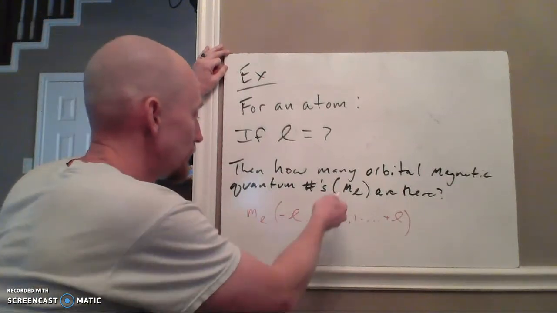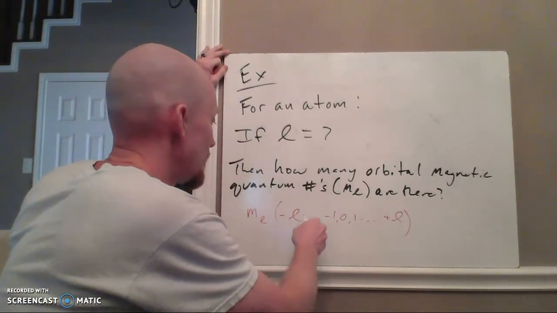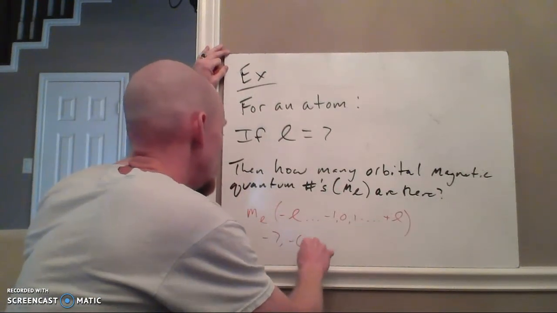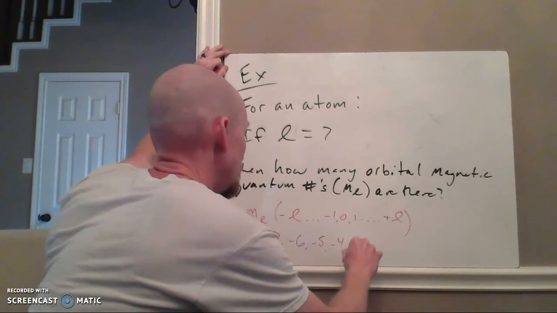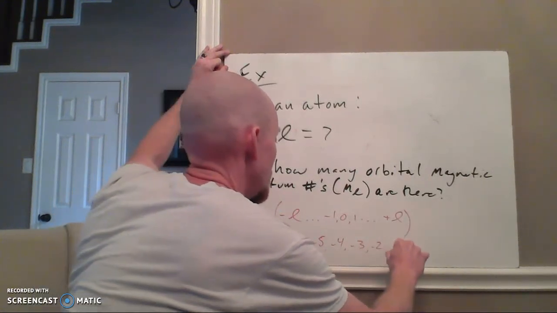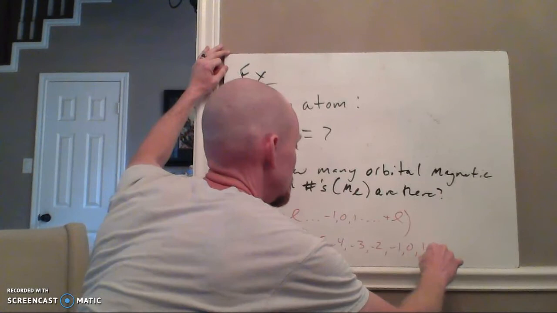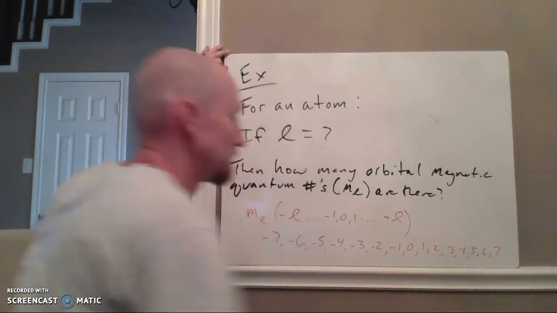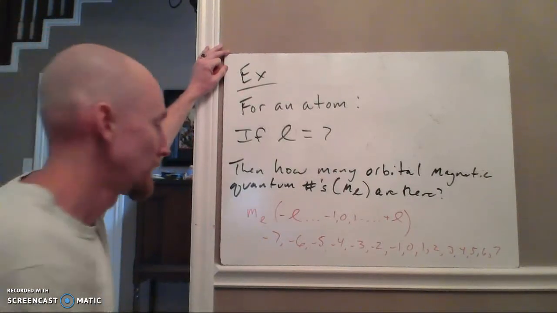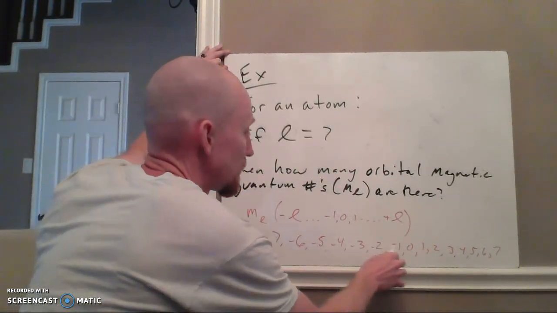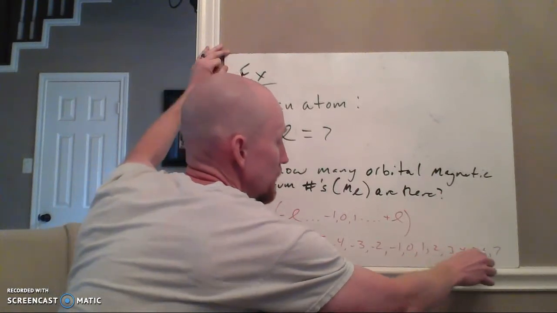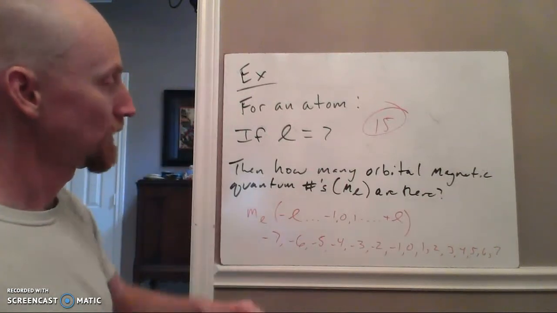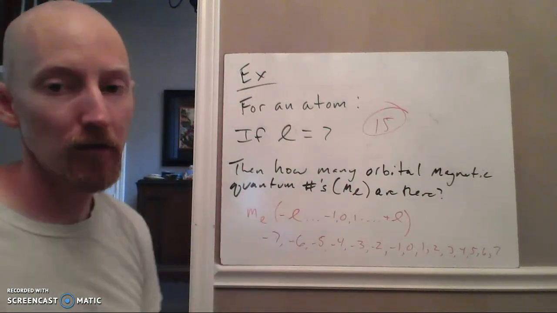So if L is 7, then m sub L would go from negative 7 all the way up to positive 7: negative 7, negative 6, negative 5, and you get all those numbers. How many are there? 1, 2, 3, 4, 5, 6, 7, 8, 9, 10, 11, 12, 13, 14, 15. So the answer would be 15 total orbital magnetic quantum numbers.